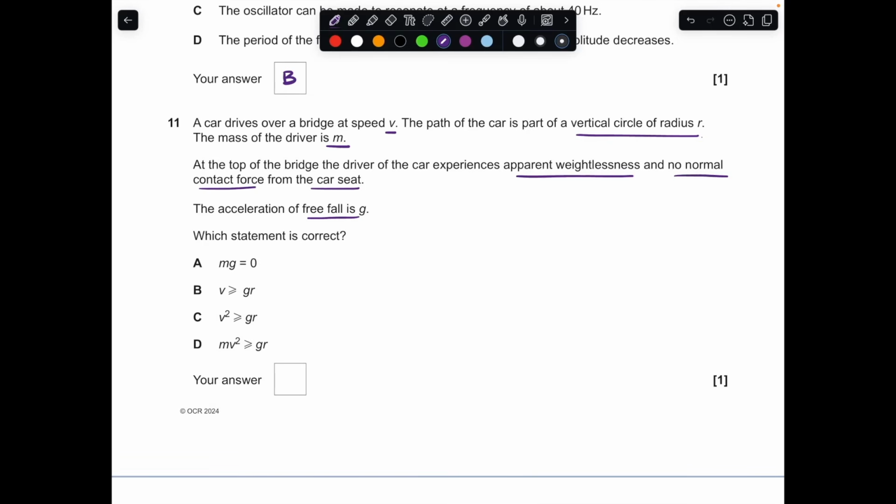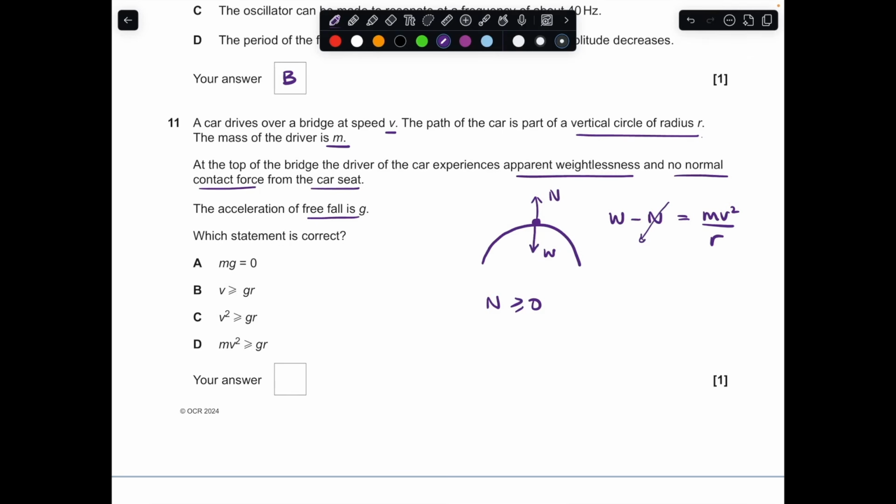So for this question, if we were to talk about a diagram, and let's say you are at the top of the circle, then the weight is acting downwards and the normal reaction force is acting upwards. And we know that for it to have circular motion, the resultant force is of course the centripetal force. So we can set this up as W minus N is equal to mv squared over r.